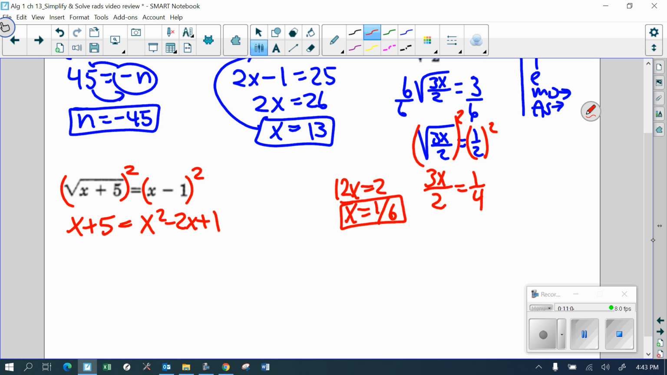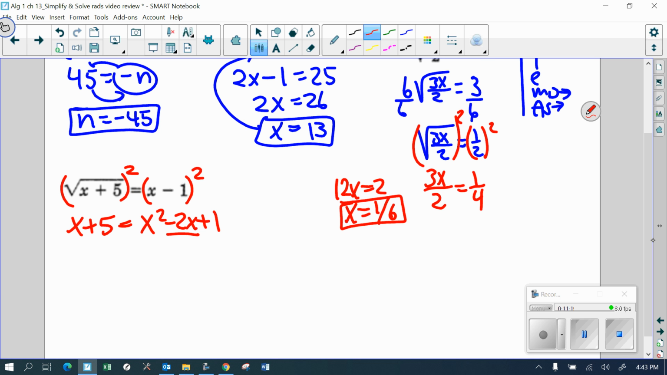Remember, the shortcut rule is you square the first term, that gives me x squared, multiply the two terms together, that gives me negative 1x, double that, and that gives me the negative 2x for the middle term, and then square the last term, negative 1 times negative 1 is positive 1. Now I have a quadratic.